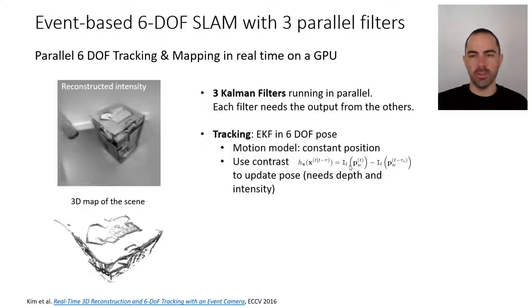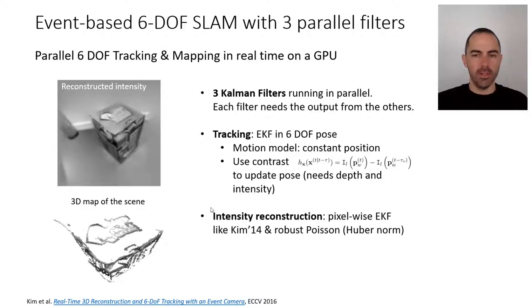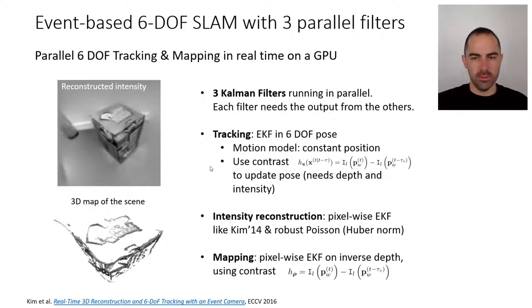And to compute this difference of intensities, you need to know the intensity, and you also need to know kind of where the point in the image plane is in 3D, so you need to also know that. Then there is the filter that maybe we are most interested in this chapter, which is the intensity reconstruction one. And basically, this is a pixel-wise EKF, like in 2014. And there is some variational reconstruction that it's a robust version of Poisson using some Huber norm. So this is two filters, and the third filter is doing a 3D reconstruction.